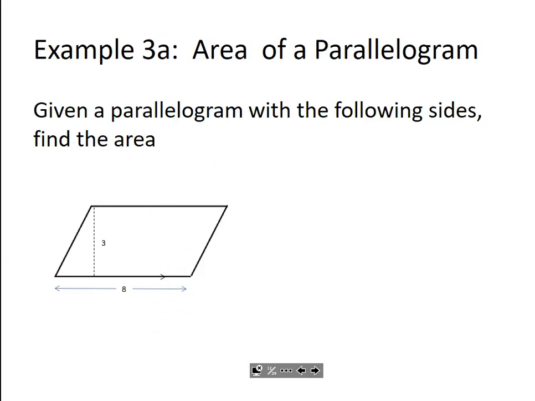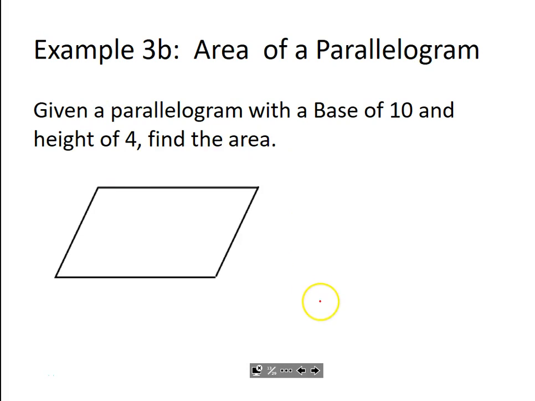So let's look at this drawing right here. What we need to notice is that we have a base, and that's our 8 here, and then we have a height. Again, this is a perpendicular from the base, and it goes all the way up to the highest point of the opposite side. So then this is our height. Our base is 8 and our height is 3. So we're going to do 8 times 3, and that's going to give us 24.